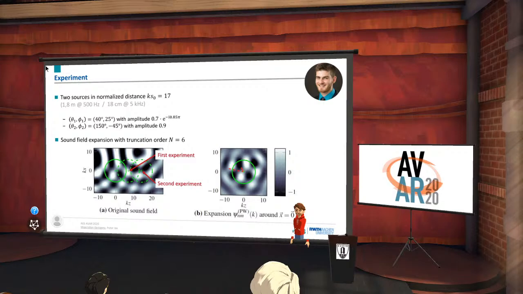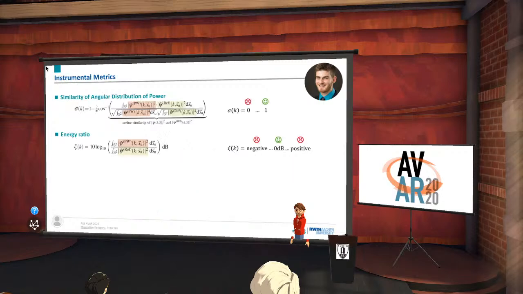Now we are considering two experiments. First, we want to translate to a position where the sweet spots are still overlapping with the original sweet spot. In the second experiment, we are moving further away so that the sweet spots are not overlapping anymore. And we are evaluating the performance with two different instrumental metrics.